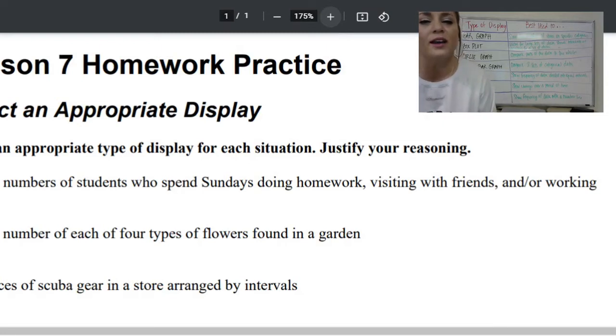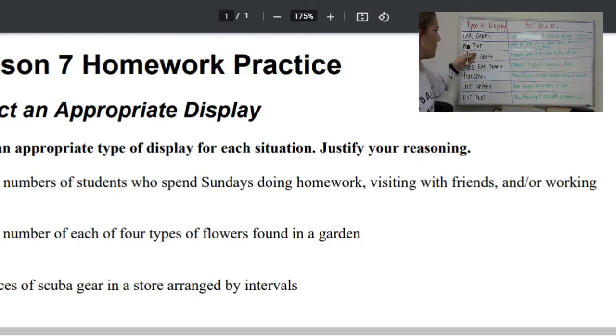Number 1 says to select the appropriate type of display for each situation, and then justify why we're using it. Number 1: the number of students who spend Sundays doing homework, visiting with friends, and or working. So, bar graph, show the number of items in specific categories. You could do this one with a bar graph, but I don't feel like that is going to be the best, most appropriate display. I feel like there's going to be a better one.